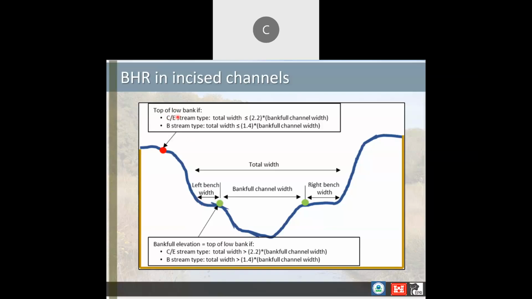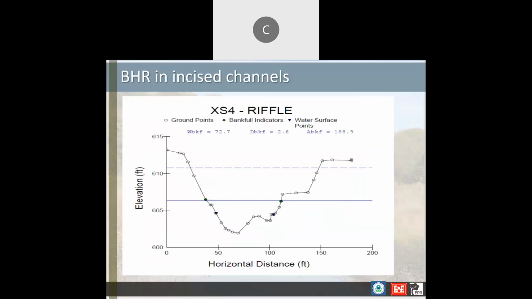So if you have an unconfined alluvial valley where C or E stream types usually sit, if the total width of the channel and the benches is more than, this says 2.2. When I'm out in the field, I'm really looking at, is it more than 2 times my bankfull width? And if it's smaller than that, then the upper bank, the terrace feature, up higher, is going to be your low bank height. And I don't know if I can do this justice, but when we're out in the field tomorrow, definitely flag it and we'll talk through it again when we're looking at a stream reach.